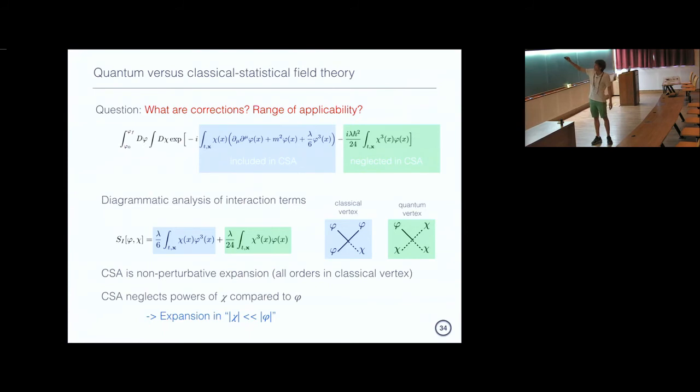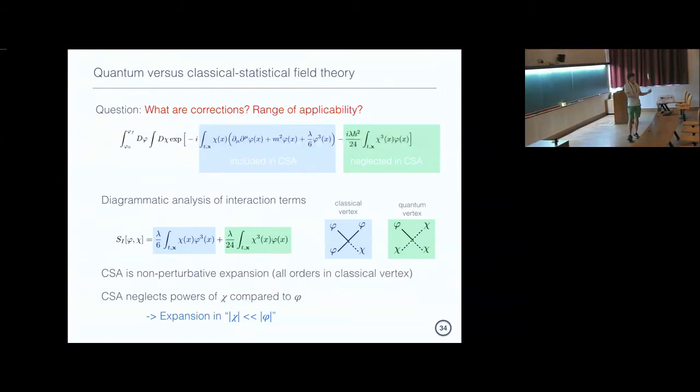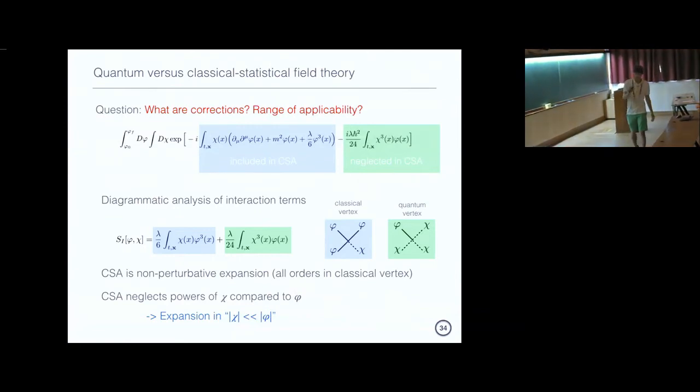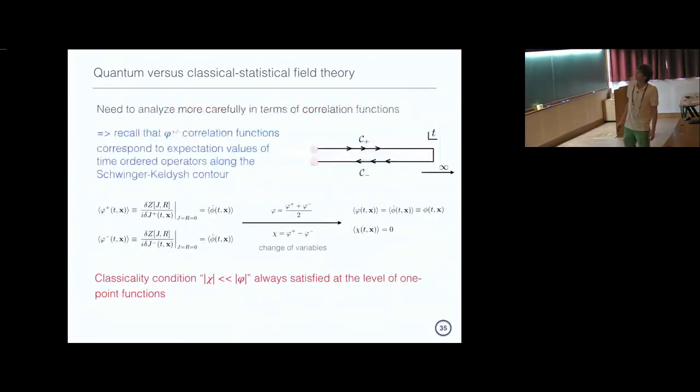Imagine we start to expand out these exponentials, for instance. What would appear would be different contractions. There would be, for instance, a phi phi correlation function appearing, a phi chi correlation function appearing, connecting these vertices. And that's a level at which we can start to make the comparison and analyze what we're keeping and what we're throwing away. So what we need to do is analyze this more carefully in terms of the correlation functions.